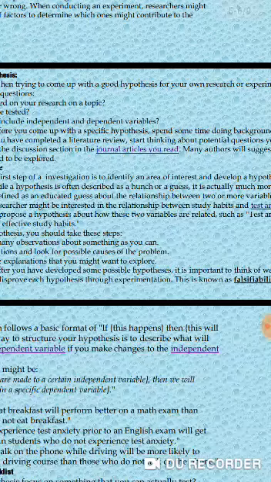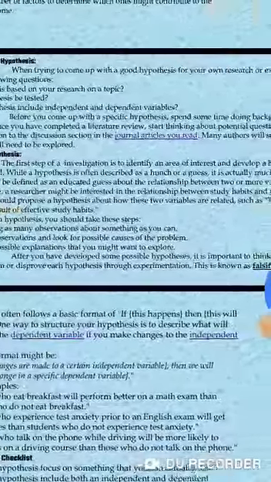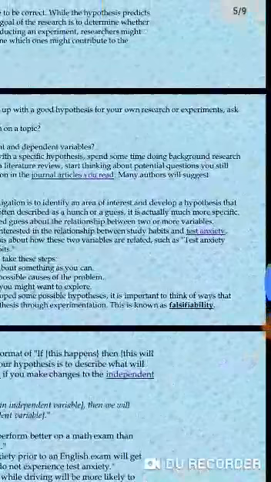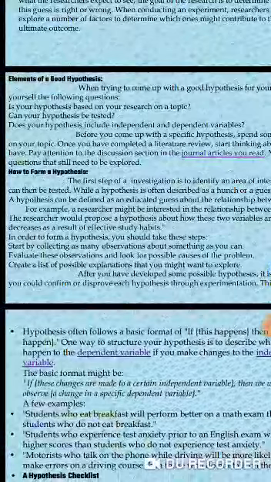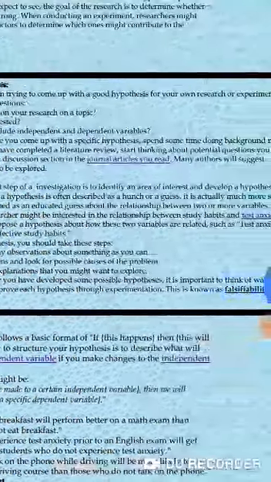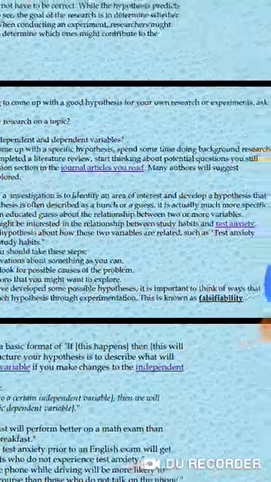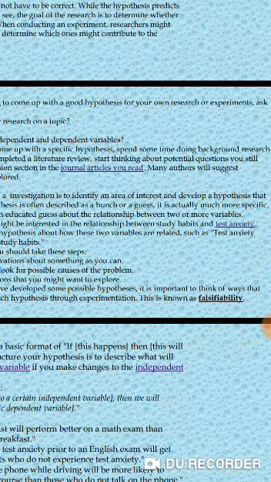While a hypothesis is often described as a hunch or a guess, it is actually much more specific. A hypothesis can be defined as an educated guess about the relationship between two or more variables. Any educated guess, when we predict something about anything, that is our hypothesis.